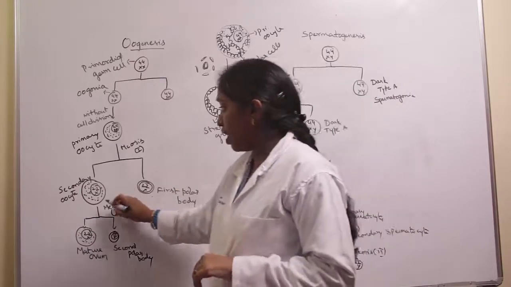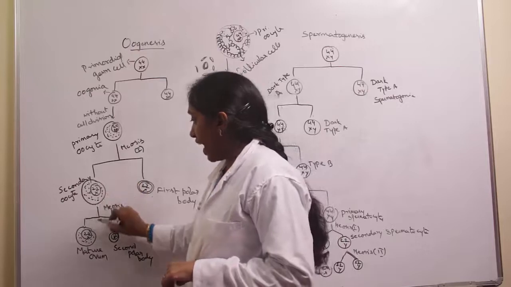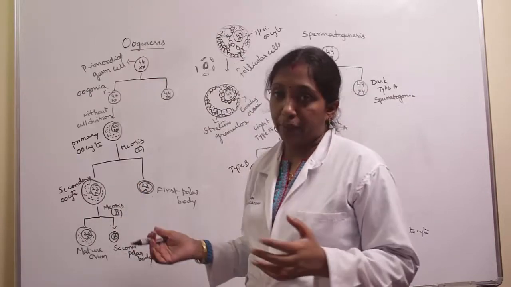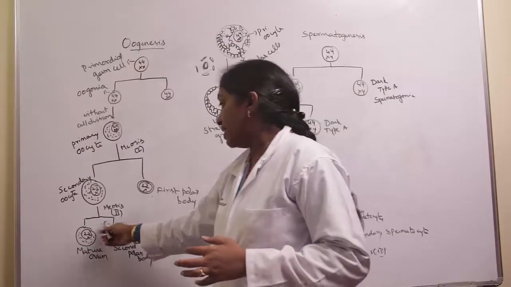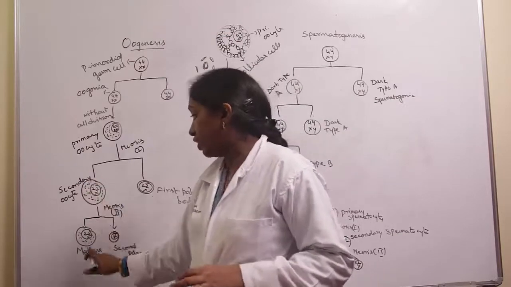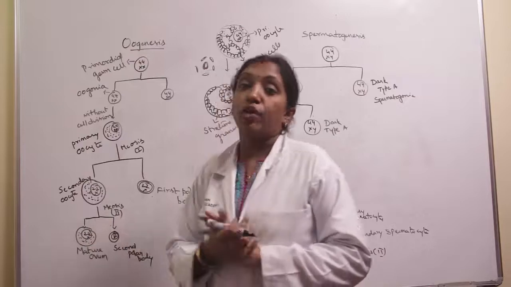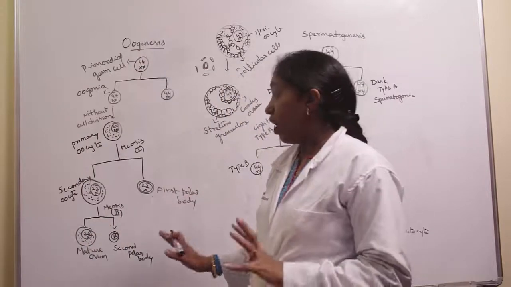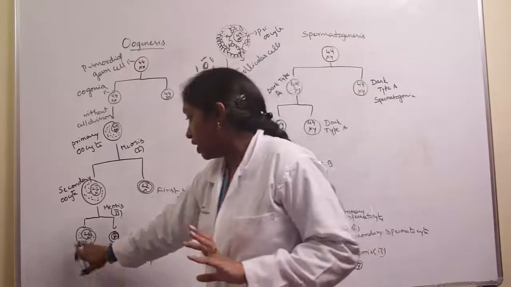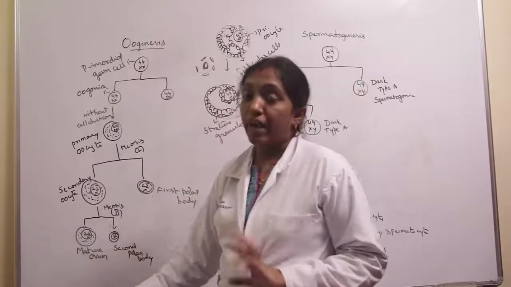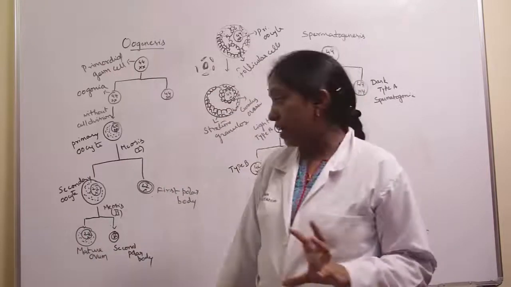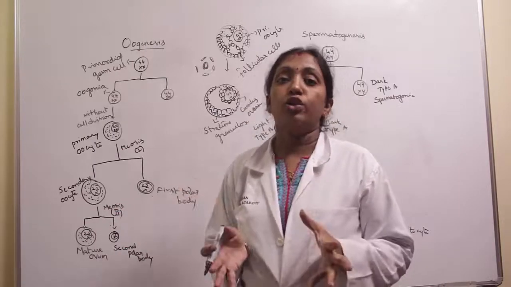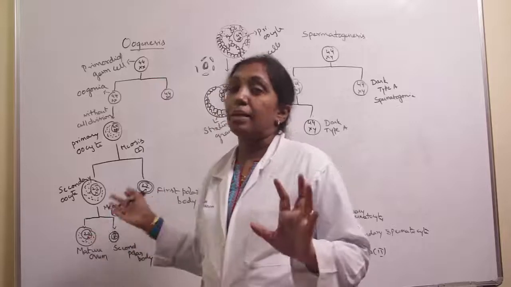And now the secondary oocyte undergoes the second meiotic division. It is nothing but the homotypical division. But this secondary oocyte completes the second meiotic division only after fertilization, and only after fertilization does it turn into a mature ovum. If fertilization doesn't occur, the secondary oocyte does not turn into a mature ovum, and the menstrual cycle follows.